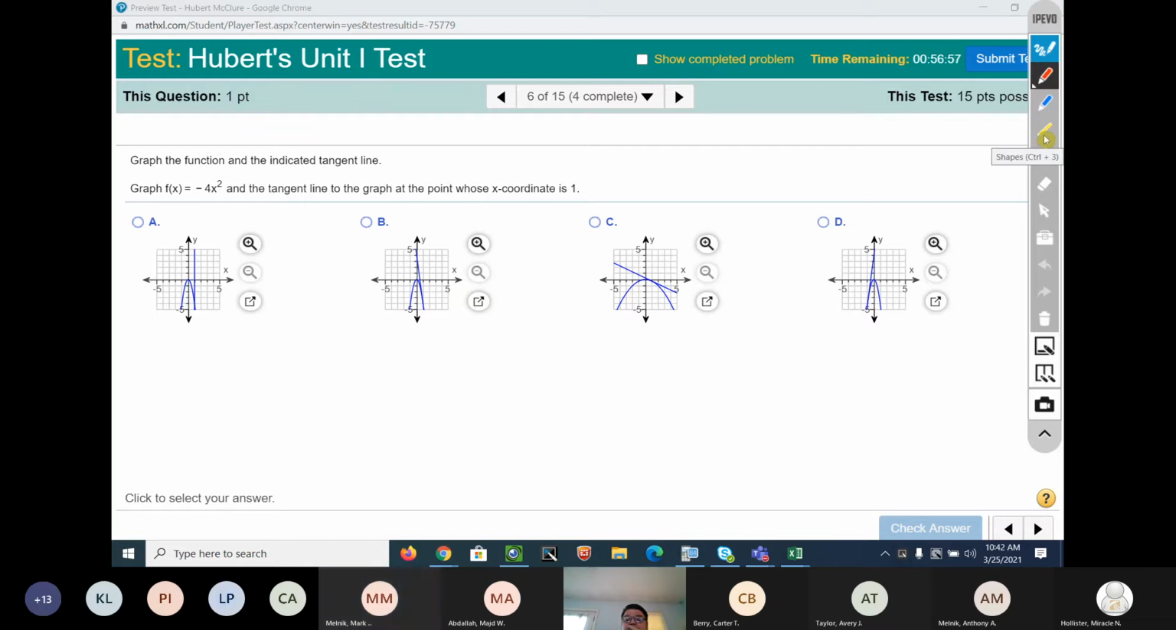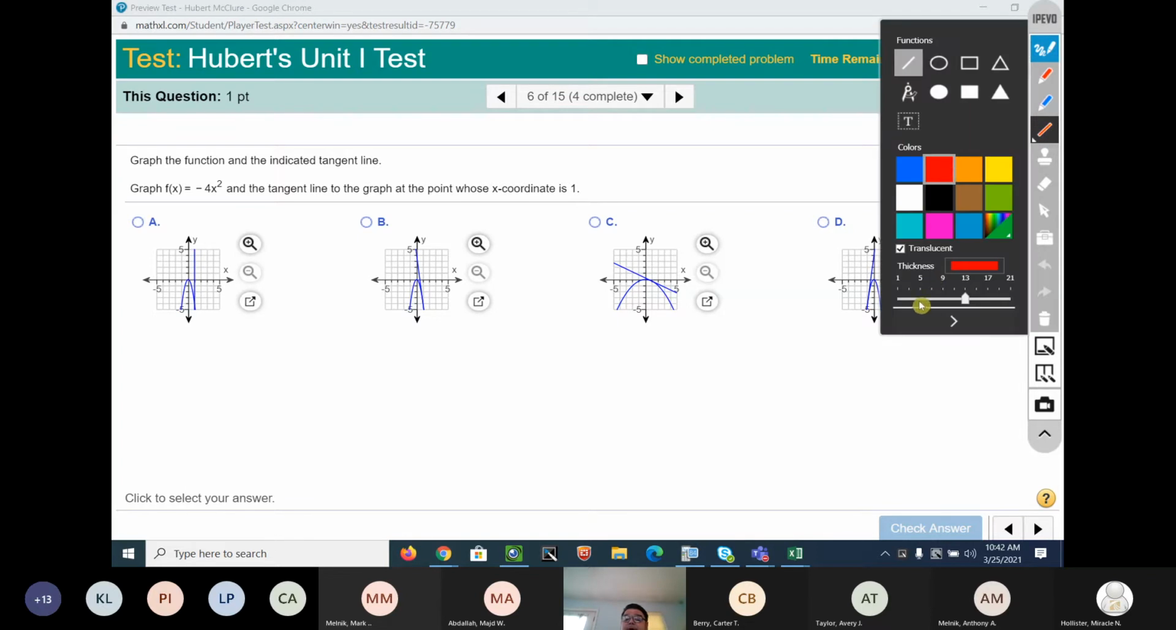D. I was thinking cupcake. I was thinking C because it's pretty wide. Yeah, that's what I meant, cupcake. It's wide. What does 4 mean? 4 is greater than 1. So that means it's got to be skinny. So it's not.